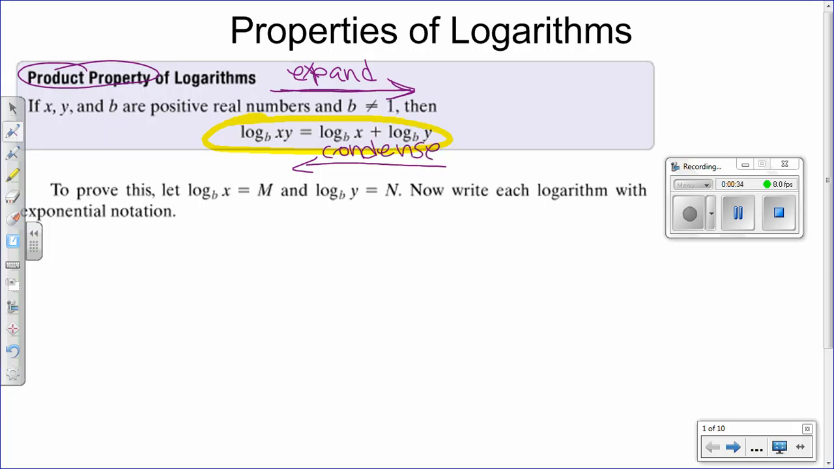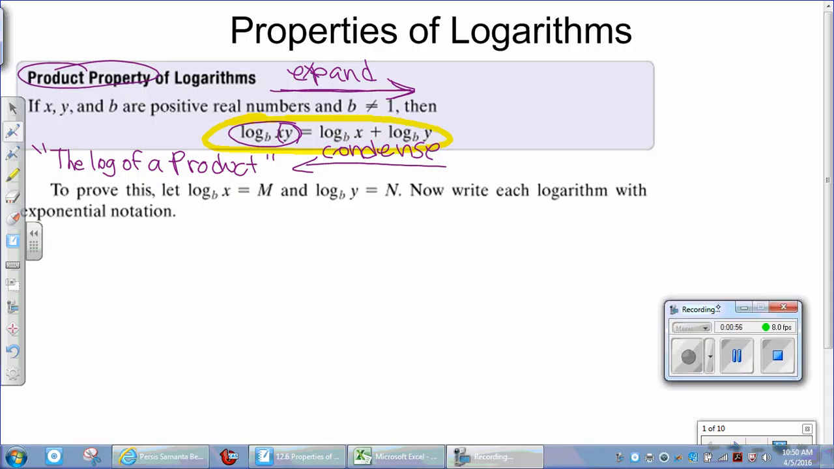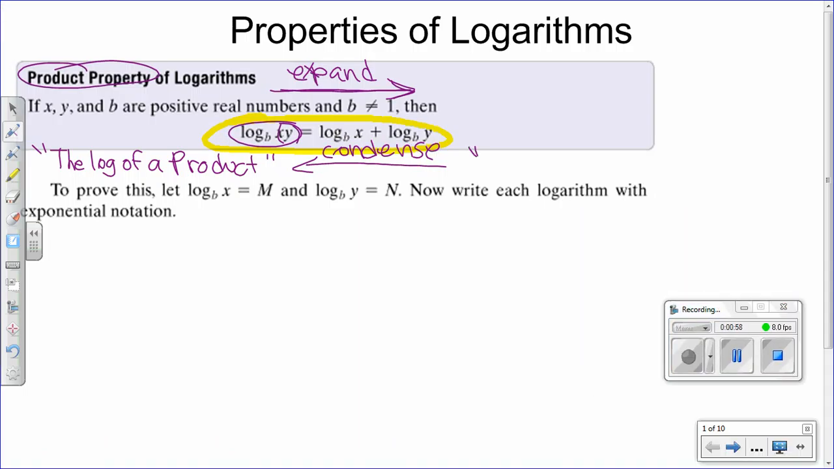So the instructions might say condense. Now what I want you to write down is that the left side is called the log of a product. And it is a product because the x and the y are multiplying each other, right? Now the right side is going to be called the sum, because you're adding the sum of two logarithms.